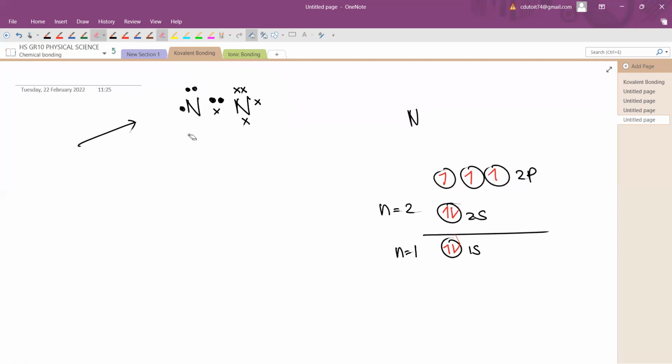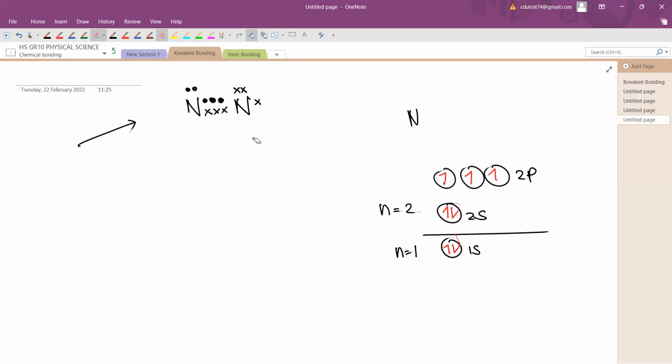How many electrons around the nitrogen now? 2, 4, 6. Wrong. So I'm taking this electron also to that center part. So how many electrons now around this nitrogen? 2, 4, 6, 7. Still not 8. So I'm taking another electron. Taking another third electron. And I'm also moving that electron.